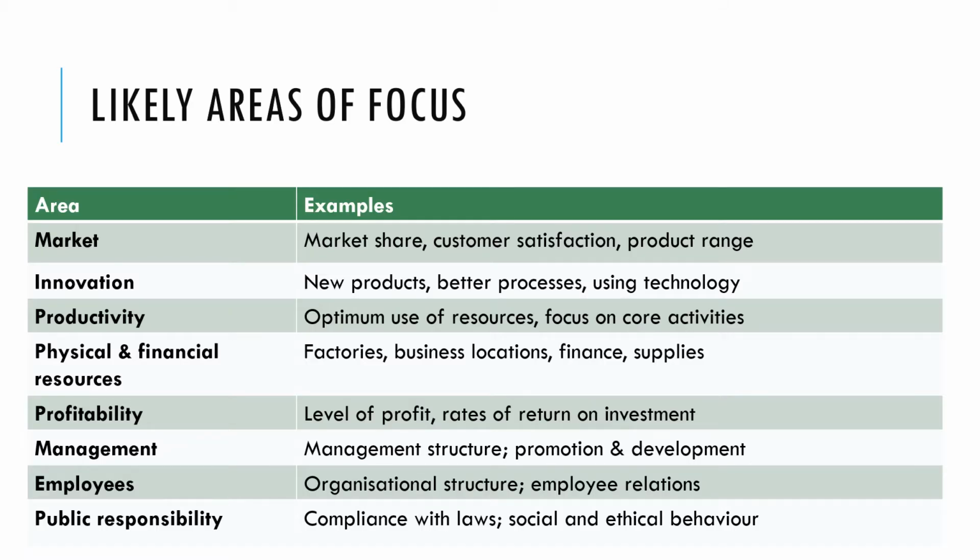So these are the typical likely areas of focus for an objective. They might be to do with the market, they might be to do with innovation, maybe improving productivity. Profitability is a very common one. It could be to do with employees, maybe even public responsibility, if we're thinking more along the lines of a social enterprise.